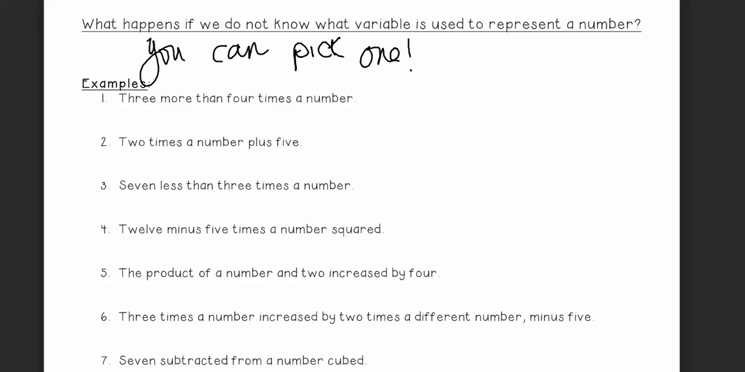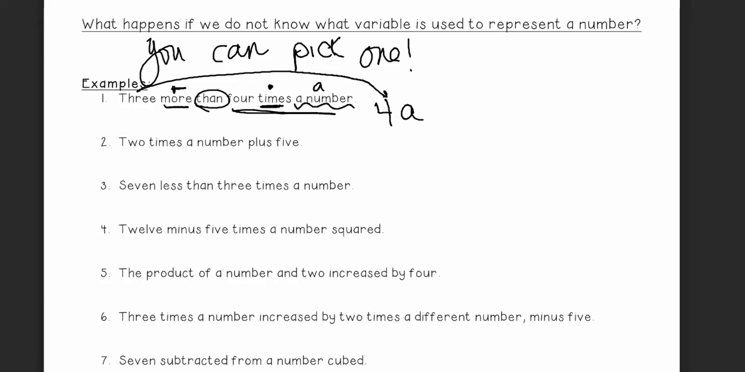So 3 more than 4 times a number. I see the word than, so I know it's a turnaround word. 3 goes all the way to the back. I see the word more. More means add. I see the word times, that means multiply. And then any number I want to use. So I'm going to use the letter A. So 3 more than 4 times a number. So I know 4 times a number would just be 4A because I picked A, but you can use any letter you want. And I know 3 comes all the way to the back. And the word more is next to 3, so it becomes plus.